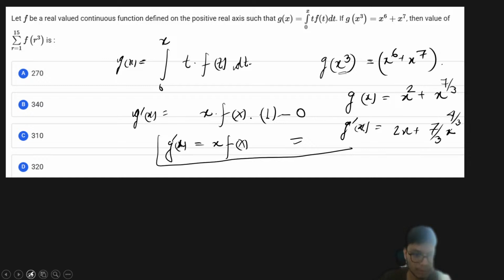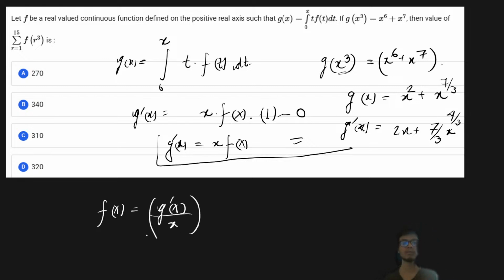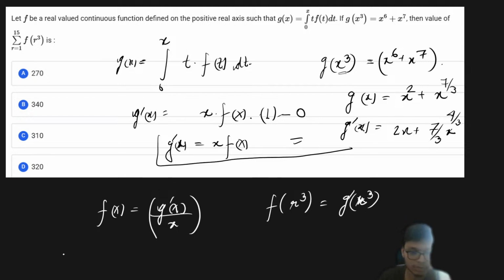Now from this particular expression, what we find out is that f of x is equal to g dash of x by x. Now, ultimately, if you look at the problem, we have to find out the summation of f of r cube. So therefore, your f of r cube is going to be equal to g dash of r cube divided by r over here, right?